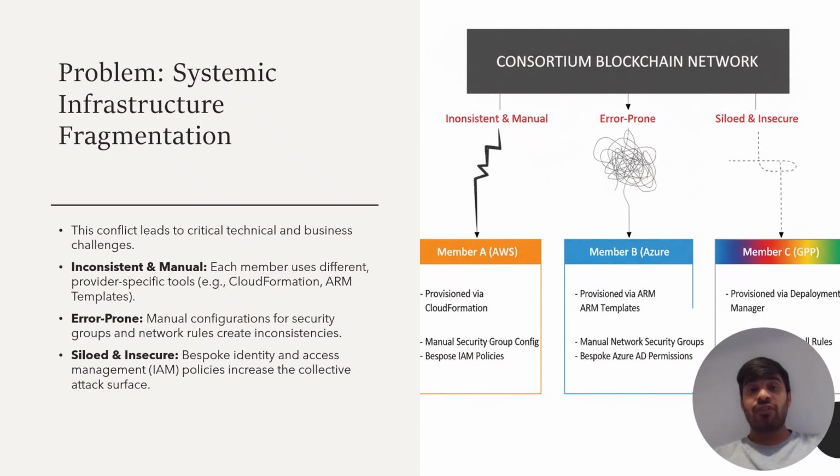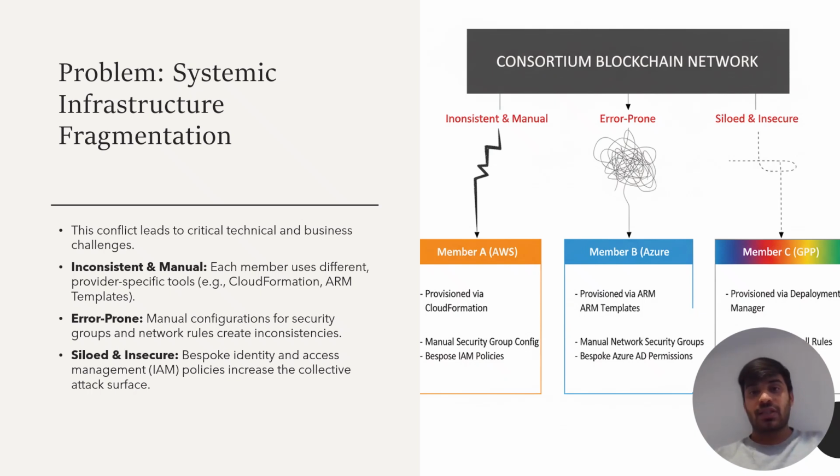The strategic conflict isn't just theoretical; it manifests as a critical technical and business problem that I call systemic infrastructure fragmentation. As this diagram clearly illustrates, the consortium goal of a single cohesive network at the top is completely undermined by the pathetic reality at the bottom.